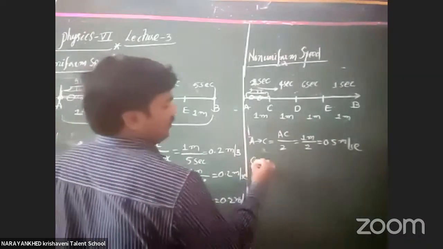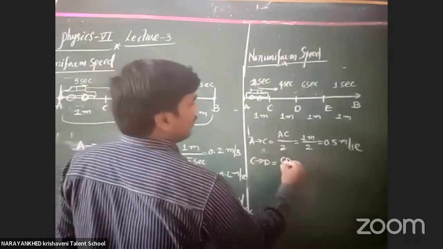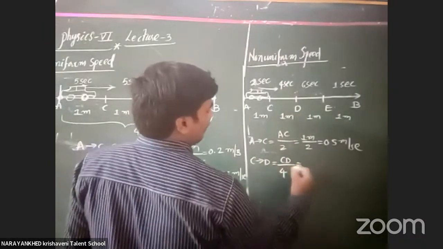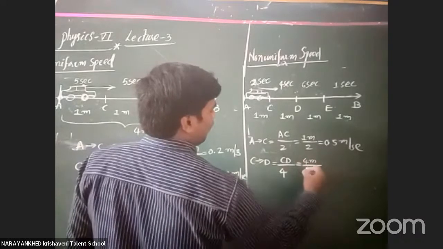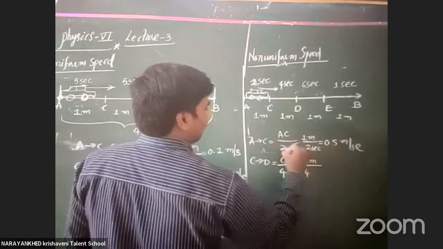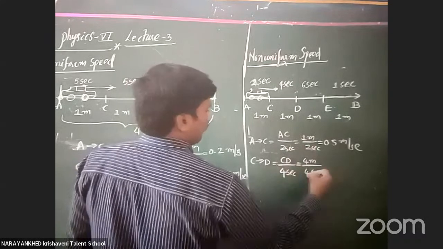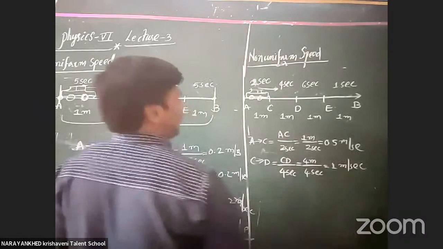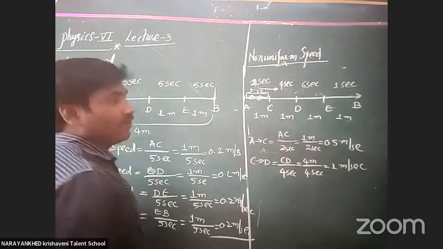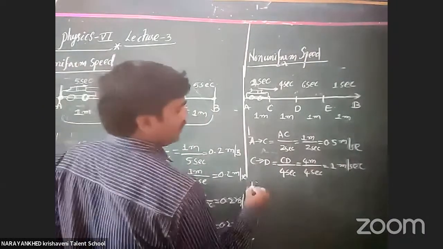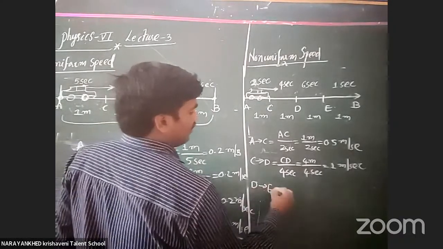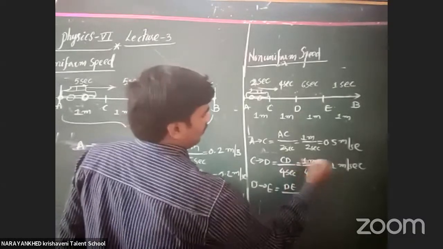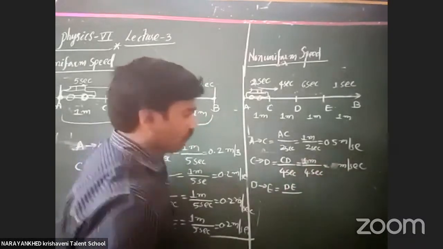Now C to D: CD by how many seconds? 4 seconds are there here. 1 meter by 4 seconds, this is only 0.25 meter per second. Clear? Next there is D to E, a distance of 1 meter only, and it takes 6 seconds.